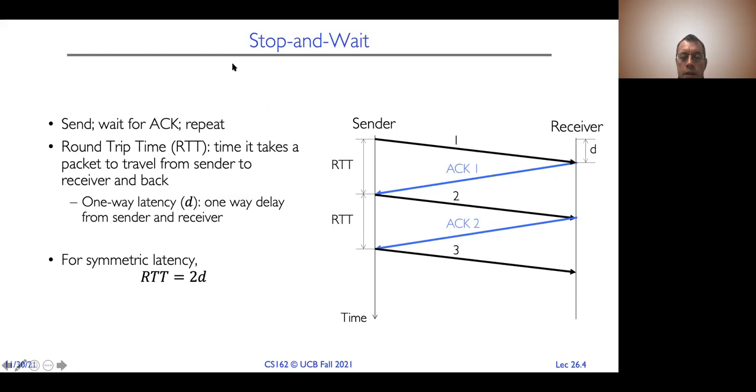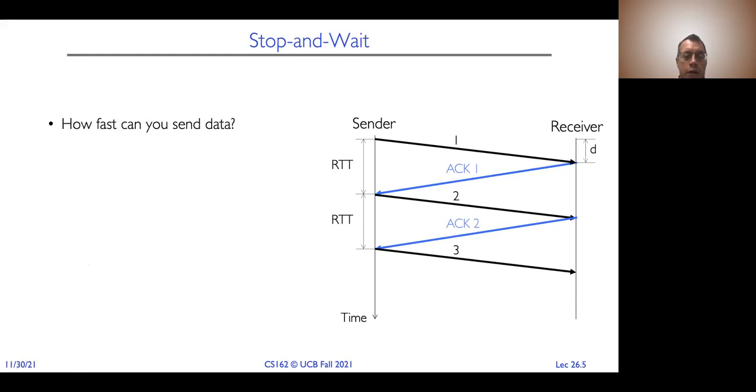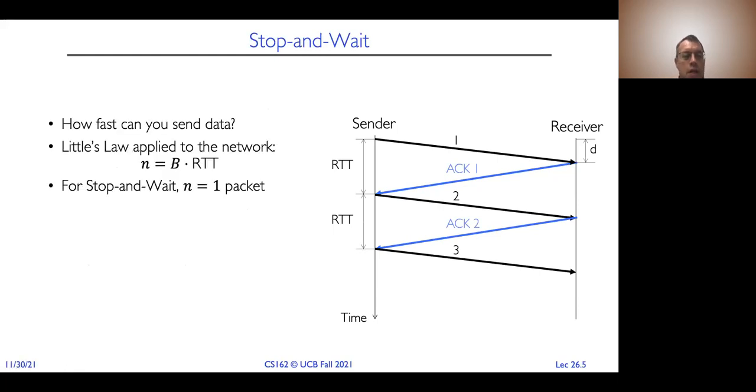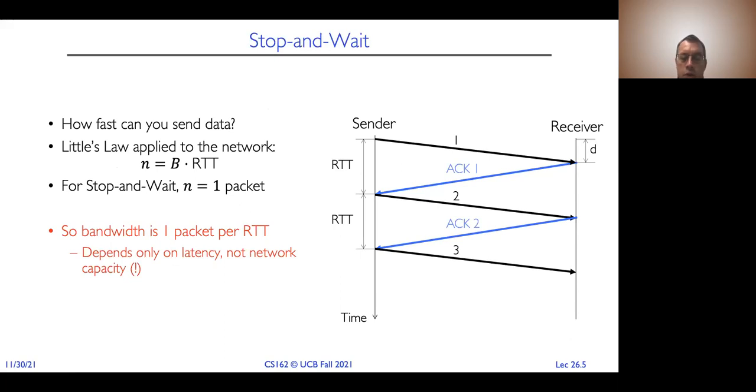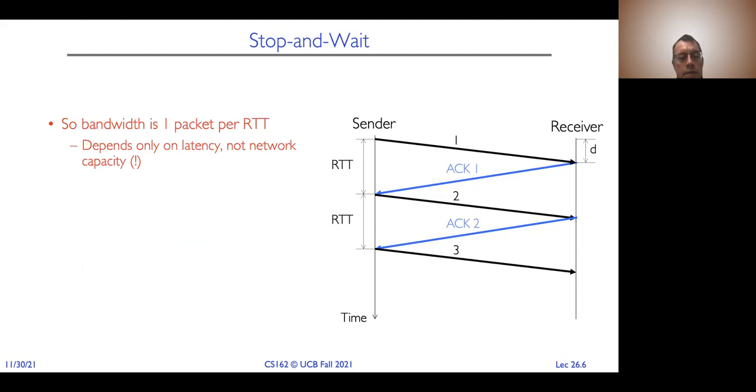So how fast can you send data? Again, Little's law applies in this case. The number of packets you have in the system times the round trip time. The number of packets you have in the system is only one packet, right? So you have one packet per RTT, like we discussed, okay?